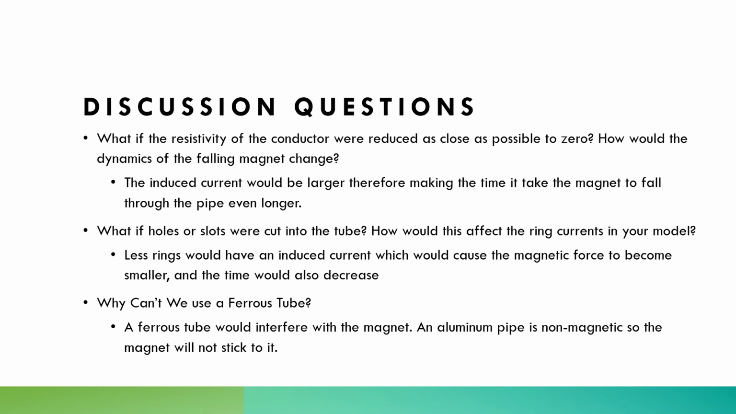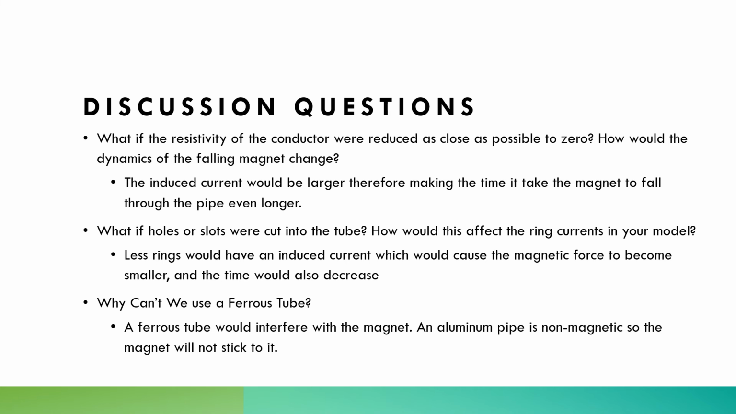So, time for some discussion questions. What if the resistivity of the conductor were reduced as close as possible to 0? How would the dynamics of the falling magnet change then? The induced current would actually become larger, therefore making the time for the magnet to fall even longer than it was before.